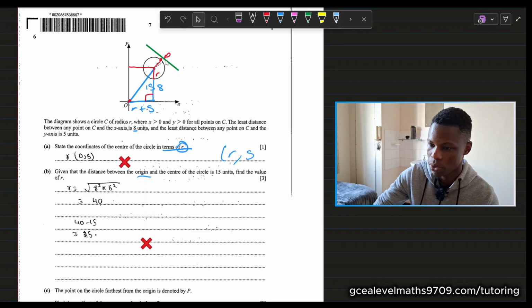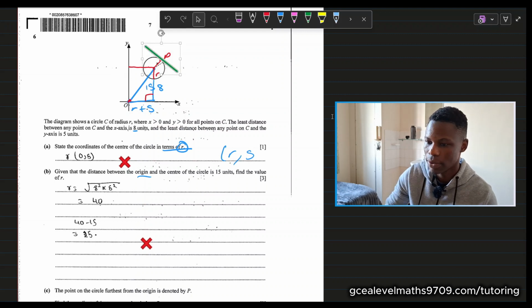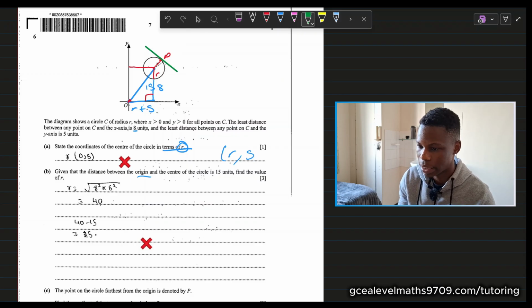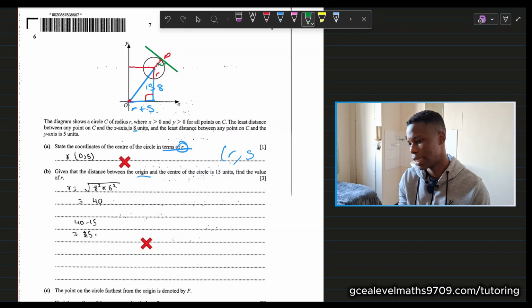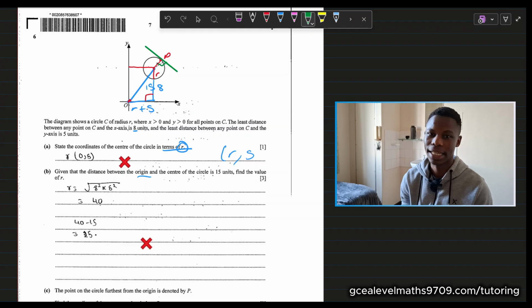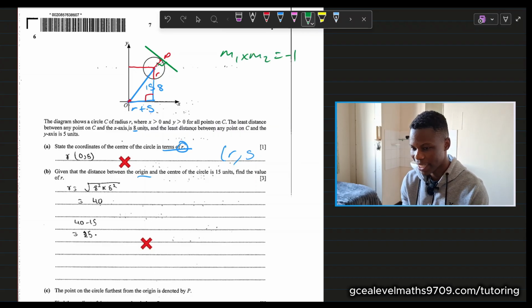And I hope you notice that, if I can move this line there, we've got perpendicular lines. We want the gradient of the green line, but we don't really have information to find the gradient of the green line directly, but we can use m1 times m2 is equal to -1. And it's not so straightforward, because the first thing that you think is, okay, I have the coordinates of the origin because I know that's 0, 0.